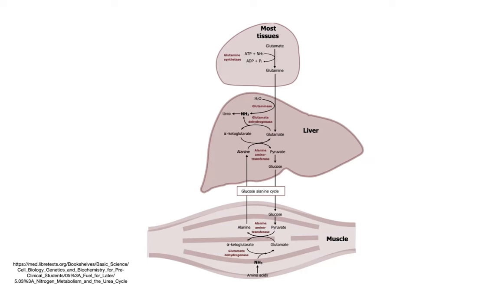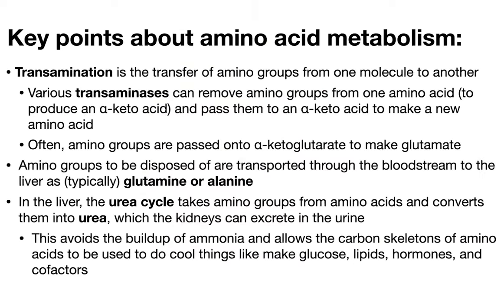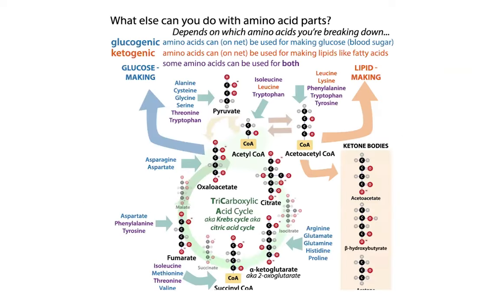We can then take that glutamine, take that alanine through the bloodstream to the liver, and in the liver, we can safely dispose of those amino groups in the form of urea. Or at least we can make the urea that then the kidneys can excrete in the urine. This avoids the buildup of ammonia. And now we're left with the carbon skeletons of those amino acids for which we can do cool things.